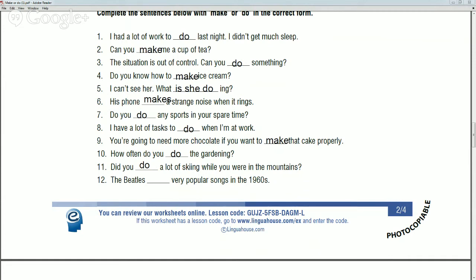Number 12. This is very appropriate for you. Yeah, the Beatles made very popular songs in the 1960s. Yes. Excellent.